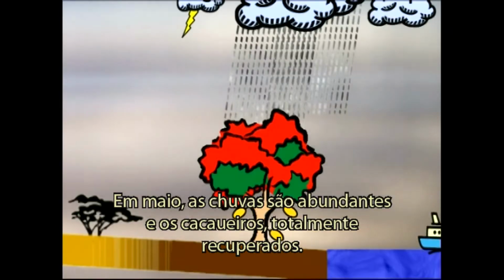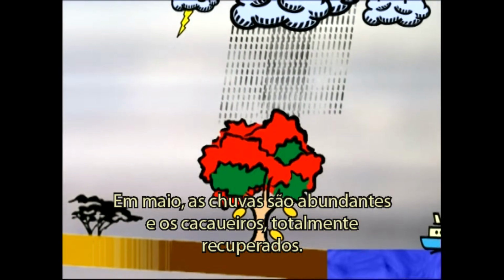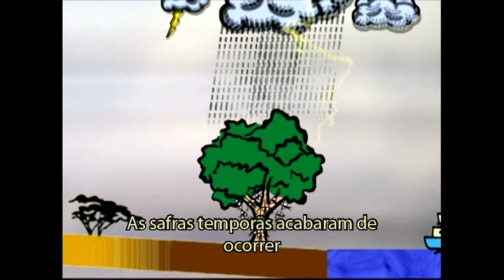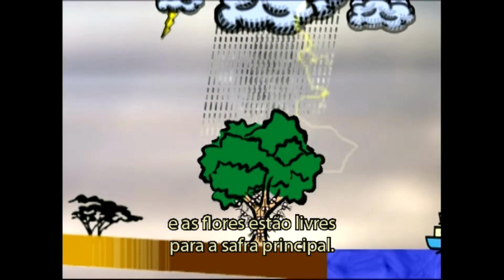In May, the rains are abundant, the trees have fully recovered. Mid-crop harvests have just taken place, and flower cushions are free for the main crop.